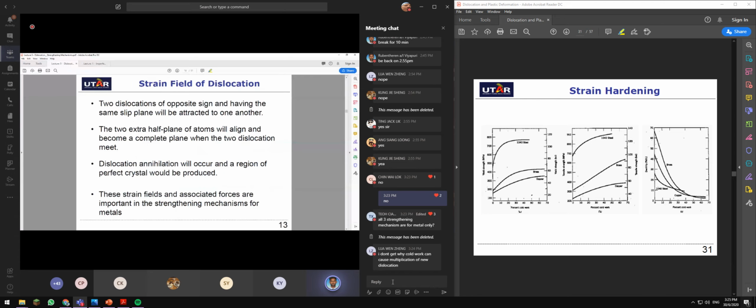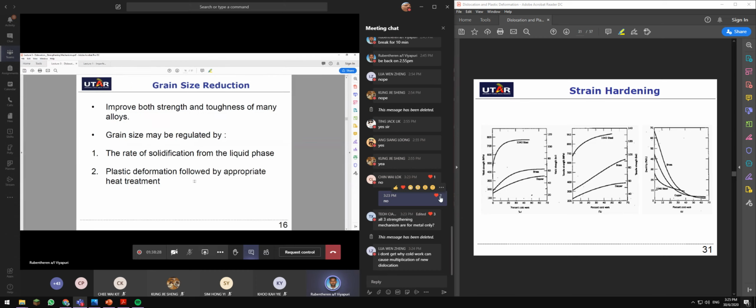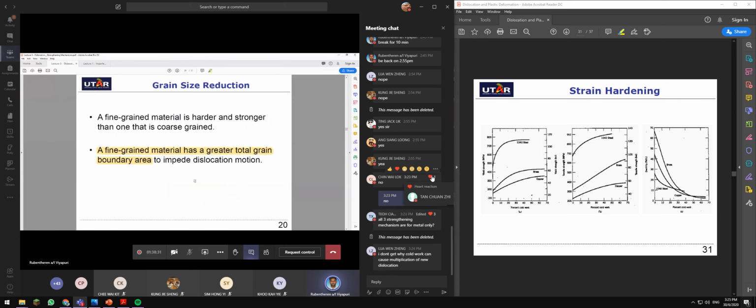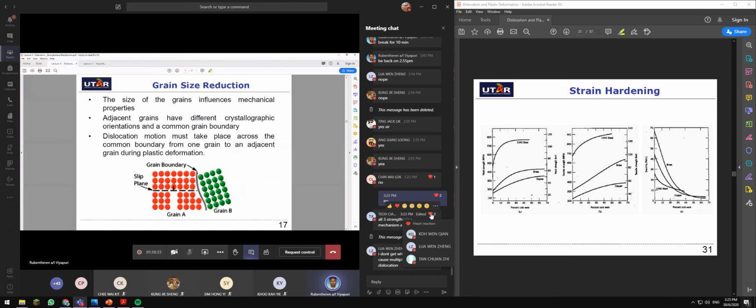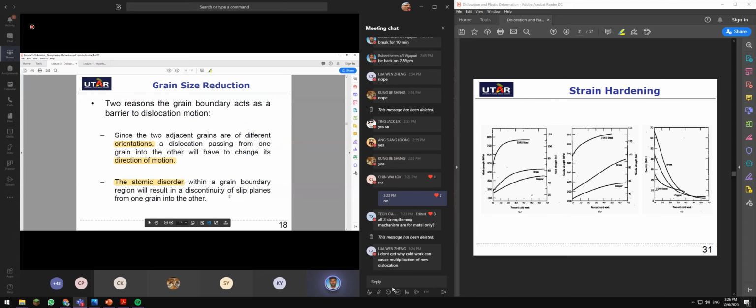On the strengthening mechanisms, there are 3 types: grain size reduction, solid solution alloying, and strain hardening. The more grain boundaries you have in a material, the less dislocation motion, because grain boundaries differentiate the orientation of the planes.